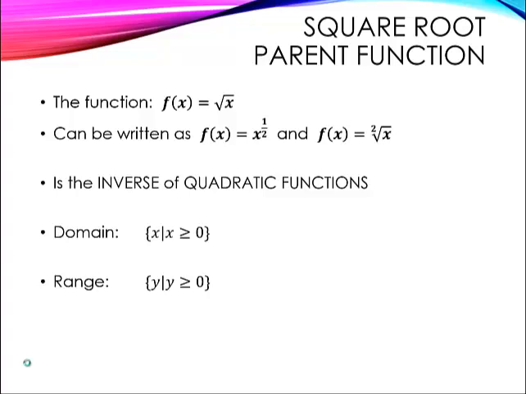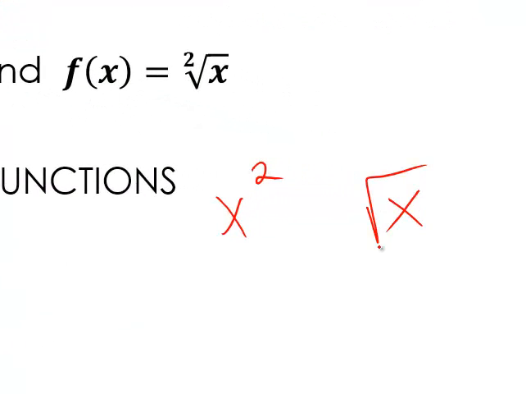Now a square root function has the parent function of f of x equals the square root of x. It can also be written as f of x equals x raised to the 1/2. The square root function is the inverse of a quadratic function, okay? The opposite of x squared, which is a quadratic function, is just the square root of x, okay? Opposites.